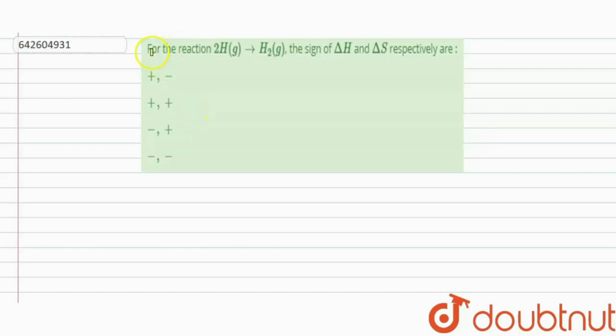Here the question says: for the reaction 2H gas to H2 gas, the signs of delta H and delta S respectively are. Okay, so here our delta H represents the enthalpy, right? And delta S relates to the entropy.